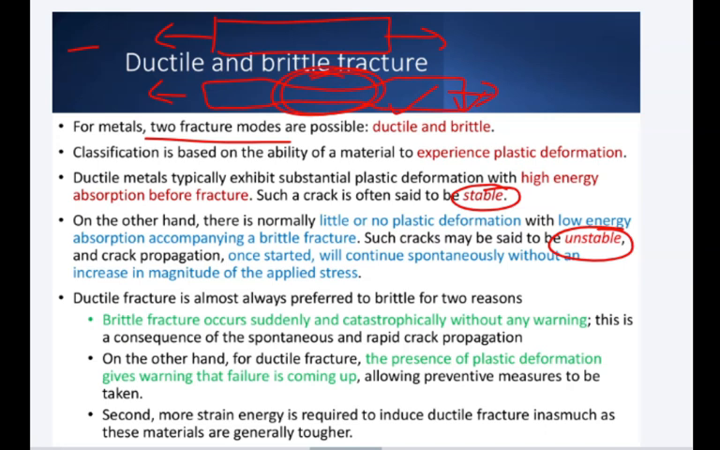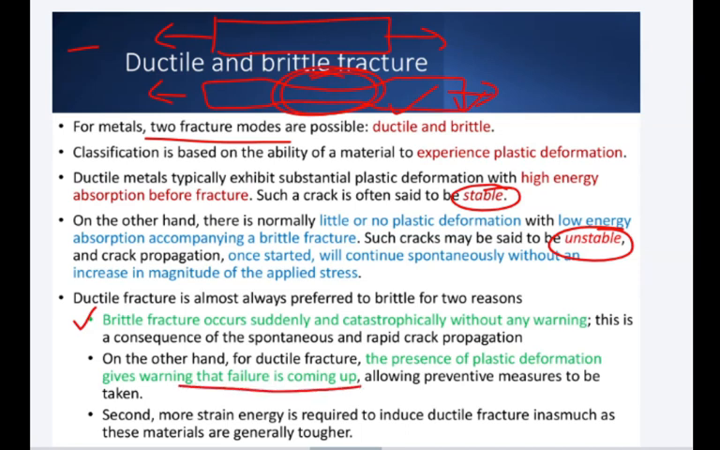Now ductile fracture is almost always preferred to brittle for two reasons. We want the fracture to be ductile so that it absorbs much energy in the plastic deformation. The first reason is that brittle fracture occurs suddenly and catastrophically without any warning. As I told you, brittle fracture will not warn you. It can fail the material at any time. On the other side, ductile fracture gives you warning. It alarms you that the failure is coming.